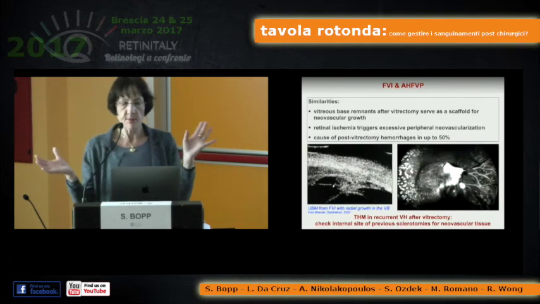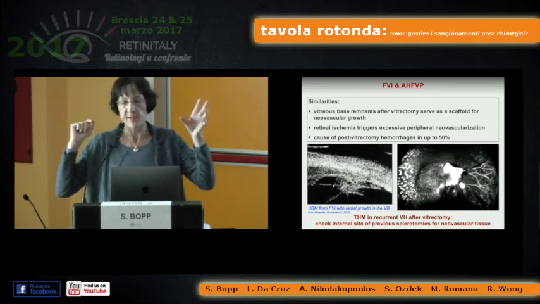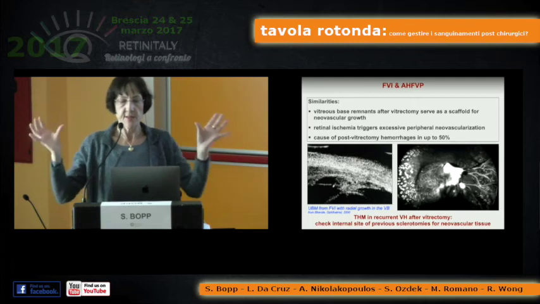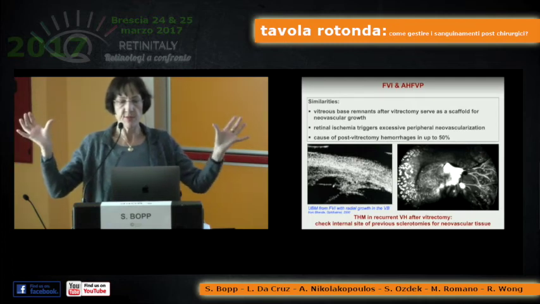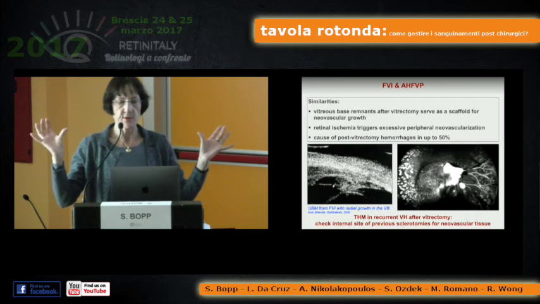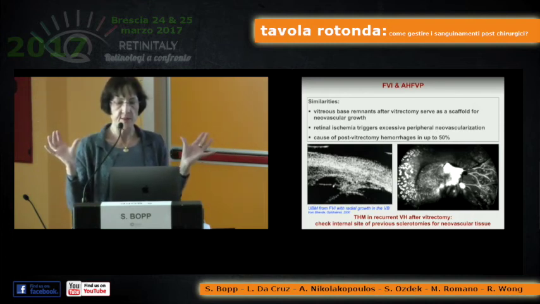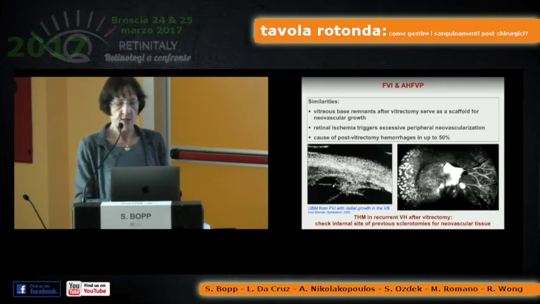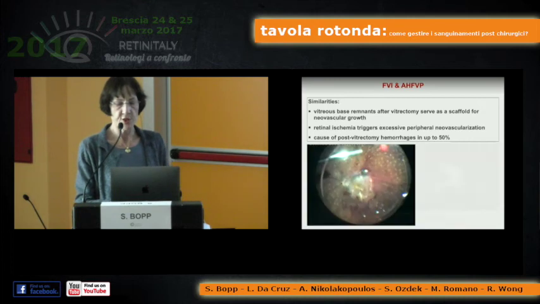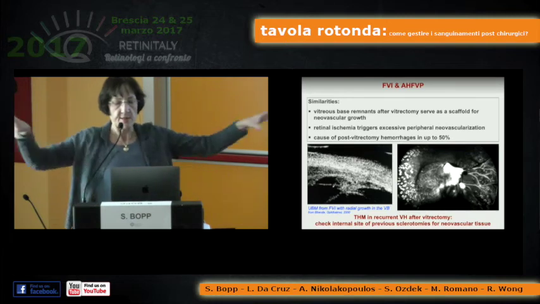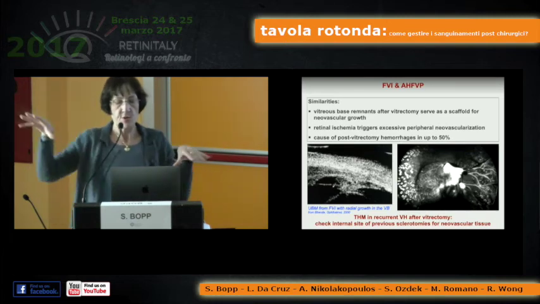There are some similarities between the fibrovascular ingrowth and the anterior hyaloidal proliferation, such as that the vitreous base remnants serve as a scaffold, and usually there is a severe ischemic trigger there. But you can see UBM usually helps to differentiate these two entities, and this picture shows you that the fibrovascular tissue grows in all directions.